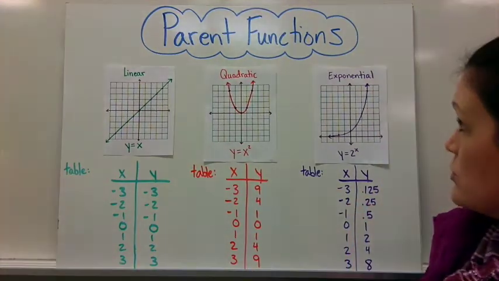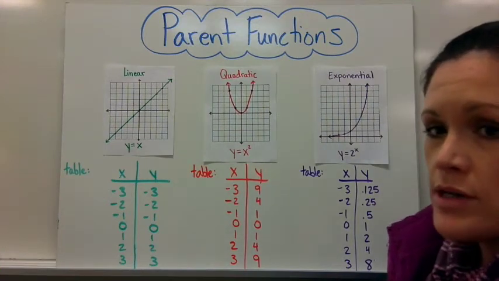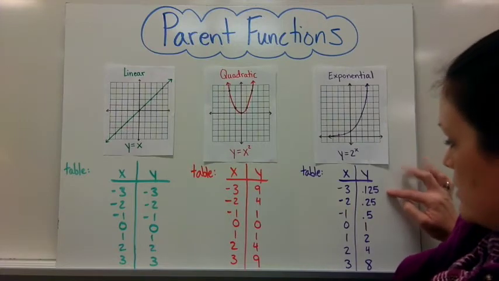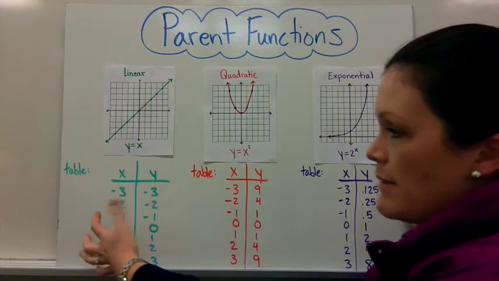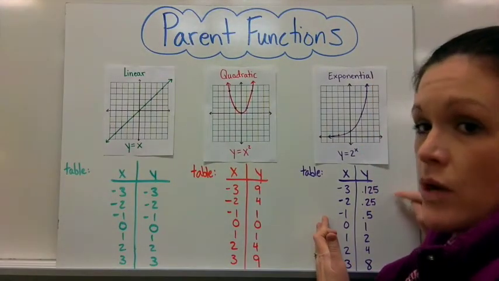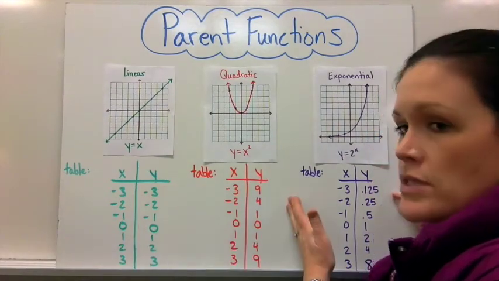And then exponential is the kind that rises really quickly. It starts small and then it grows really fast. So when we look at our table of values, we can see that we start really little. And notice in my tables, I'm using the same x values each time, so you can see what happens very differently to the y values. So over here, x was equal to y. Here, x was squared to equal y.